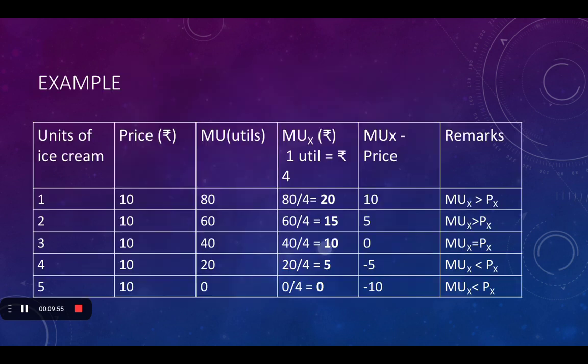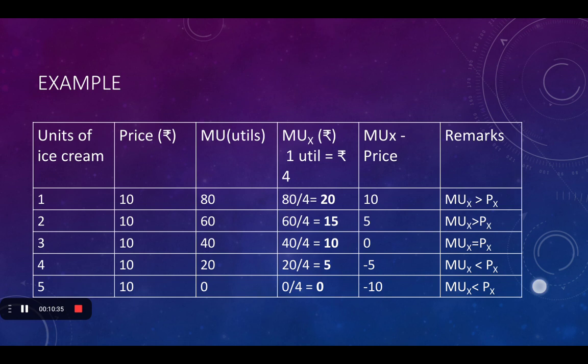It is a condition at the fourth and fifth level of consumption of ice cream. At the fourth level of unit of consumption, he has to pay 10 rupees, whereas he is getting the satisfaction of 5 rupees. His price is higher than satisfaction. In the fifth level of consumption, he has to pay 10 rupees and he is not getting any satisfaction, that is MU is 0. So here in these two consumption units, the satisfaction level is less than price what he has to pay.